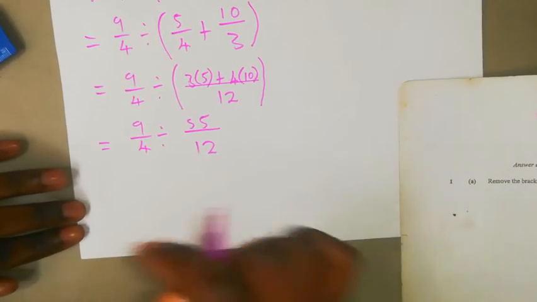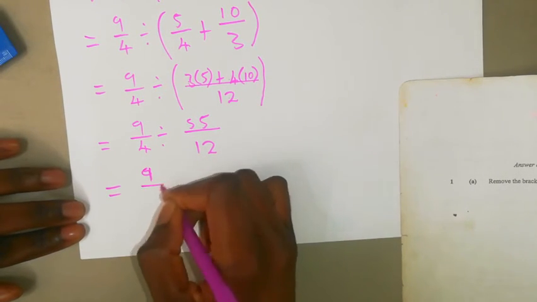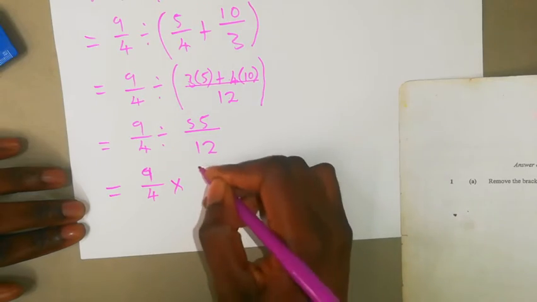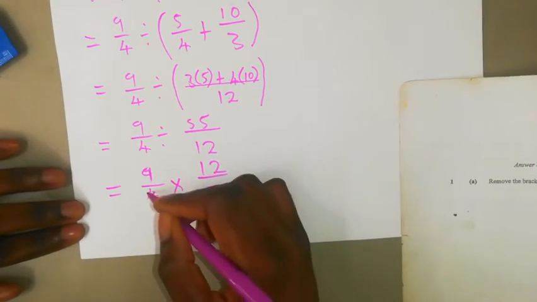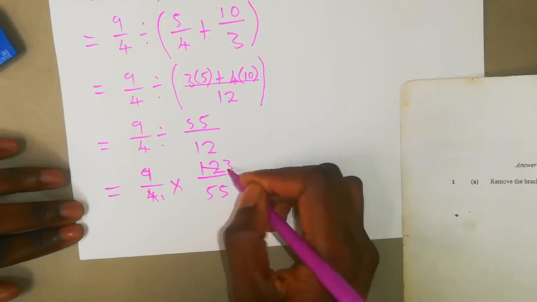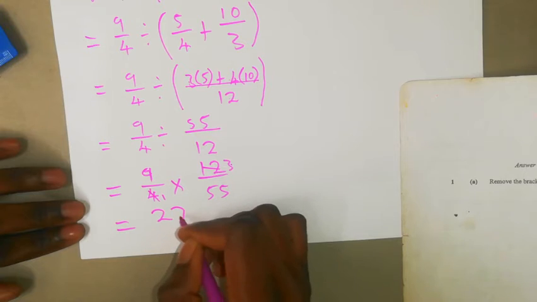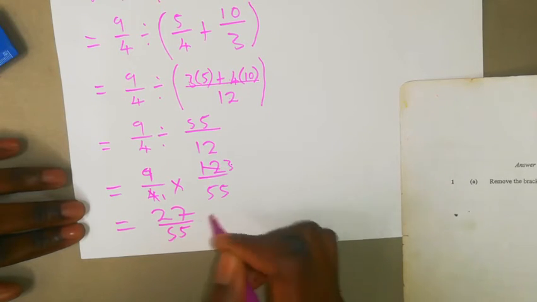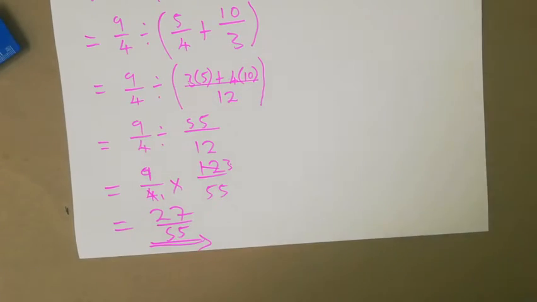So from my 55 over 12, I'll then convert this. It is equal to 9 over 4 times 12 over 55. I'll cross divide: 4 here, 1, 4 there, 3. Then 3 times 9, that's 27. So I'm going to my final answer, that's 27 over 55. That is my final answer. So I'm done with November 2016.